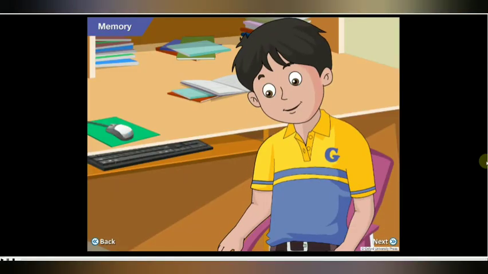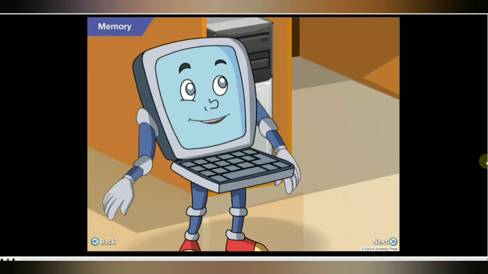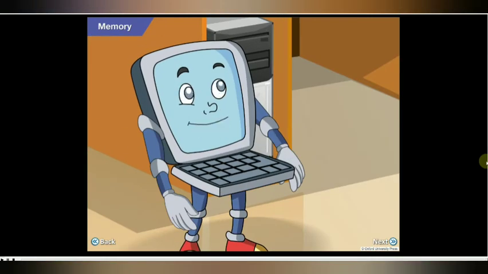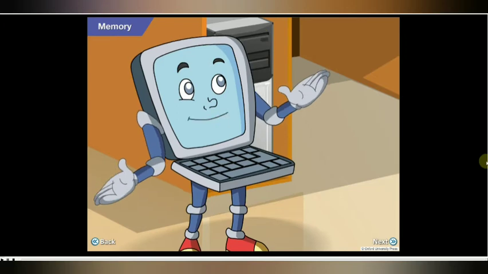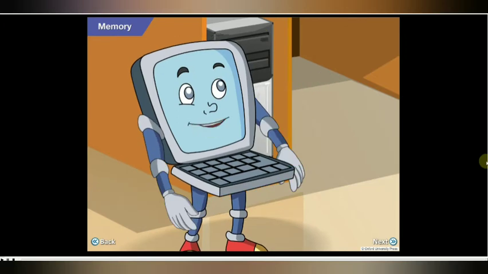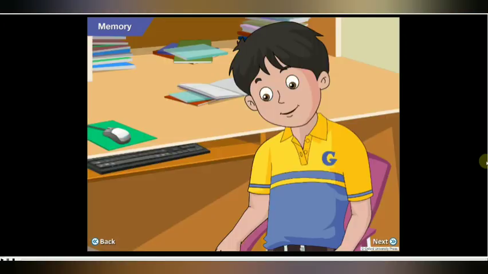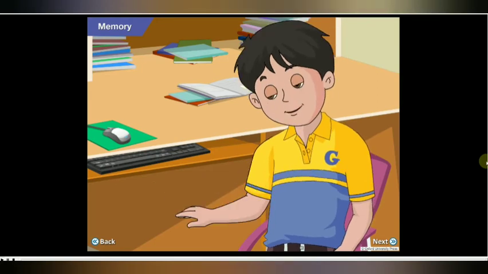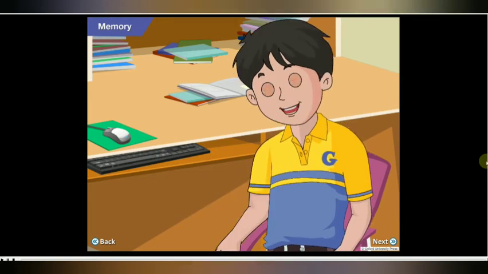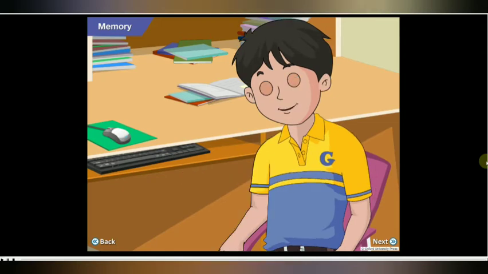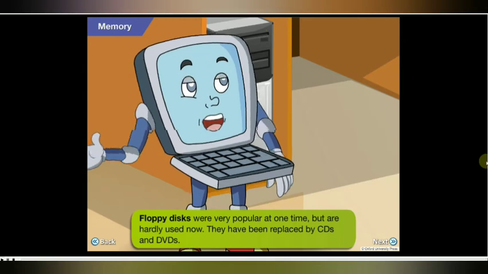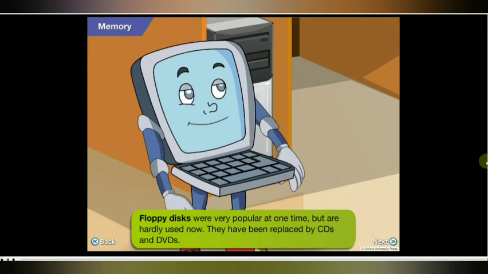Are there other kinds of secondary memory apart from pen drive? Yes, Goggle. Common secondary storage devices include floppy disk, hard disk, compact disk, CD, digital versatile disk, DVD, pen drive, zip drive, Blu-ray disc, and memory card. Toggle, I don't see the floppy disks now. Our teacher had shown it to us in the class, but I have never worked on it. Floppies were very popular at one time, but they are hardly used now.